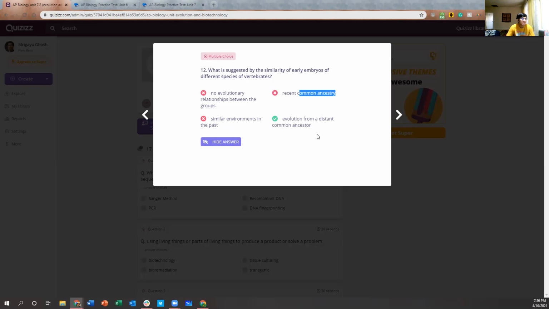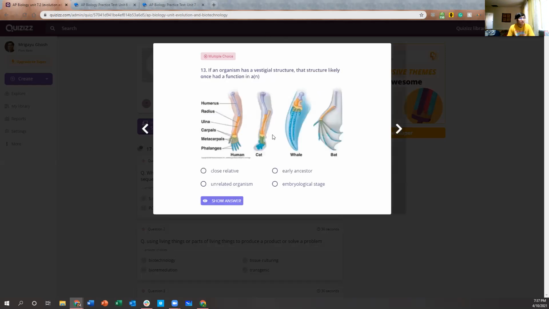So we know common ancestry is true. I think the reason why this is the right answer is because it's asking about early embryos. If they were similar at late stage embryo, that would suggest that they're more closely related, right? Because they're not diverging as quickly. They're still the same for most of their time. I think this word early embryo suggests that it's distant common ancestor rather than recent common ancestor. Hopefully that makes sense.